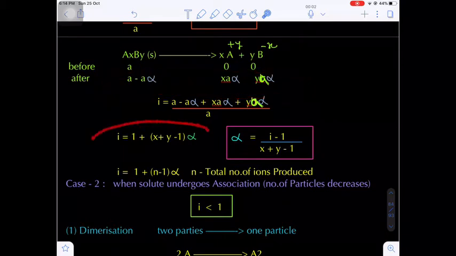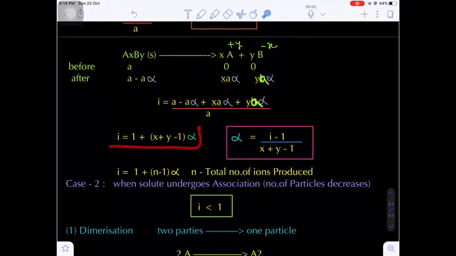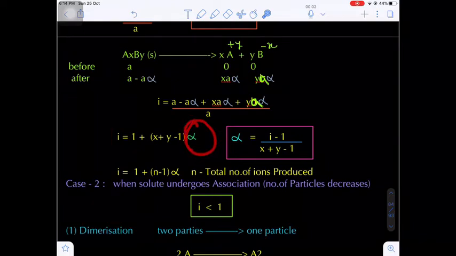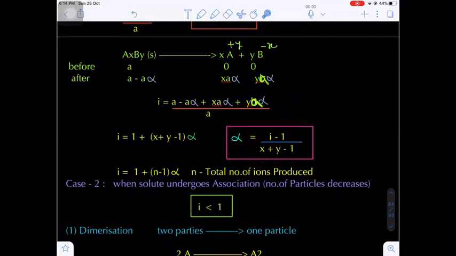After simplification, you will get iota equal to 1 plus (X plus Y minus 1) into alpha. This is a very, very important expression. From here, I want to calculate the degree of dissociation or ionization alpha, which is nothing but (iota minus 1) by (X plus Y minus 1).